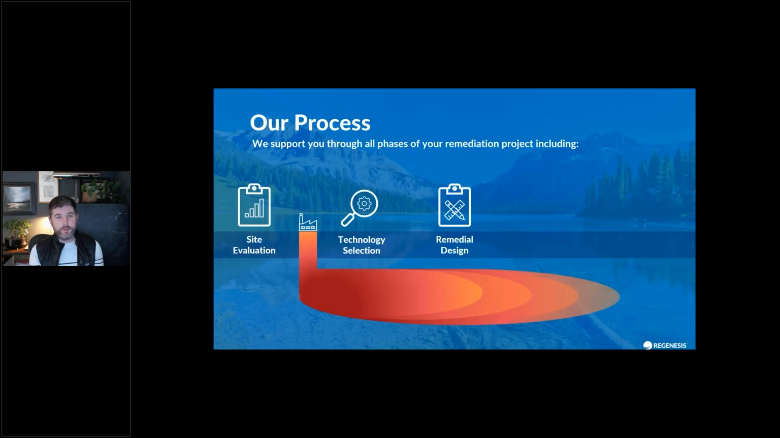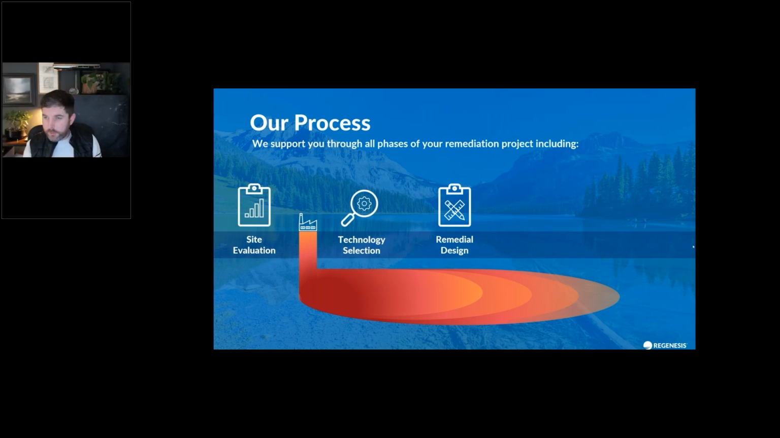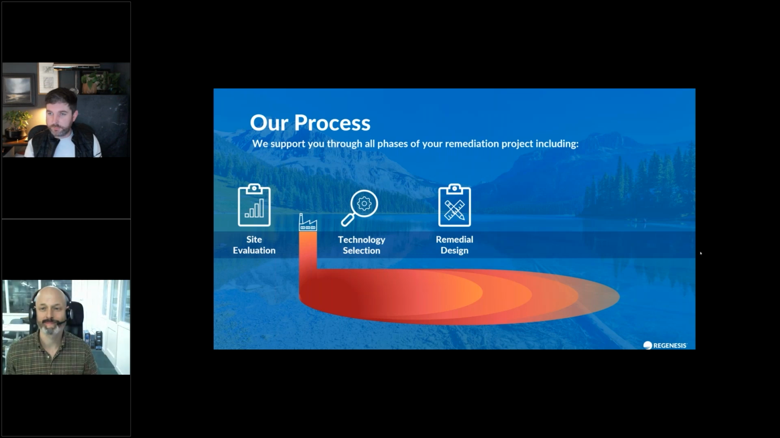So we've evaluated the site, and in this hypothetical situation, we've assumed we think we can help you. We're now moving on to the technology selection and remediation design phase. And it's at this point that I'm going to hand over to my colleague Jim, who's going to talk us through these different processes. So Jim, if you just bear with me, I will make you a presenter.